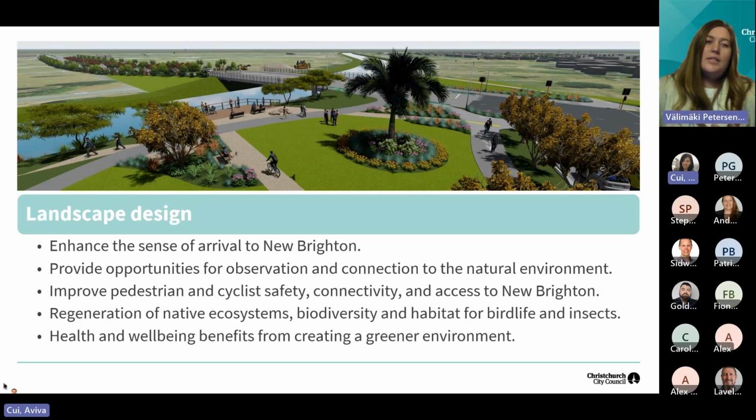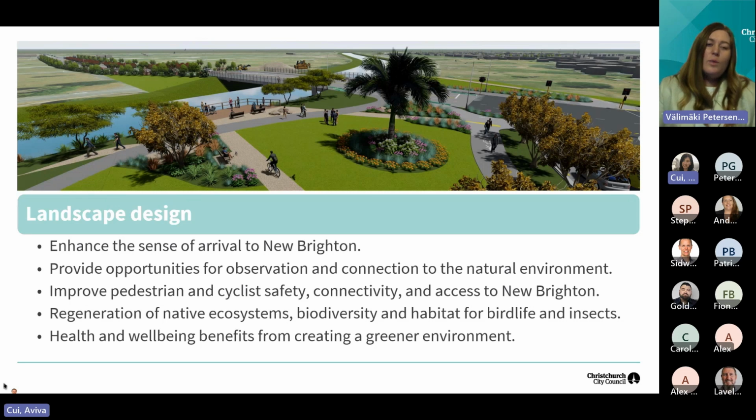Our next design objective was regeneration of native ecosystems, biodiversity, and habitat for native wildlife. So the plant strategy will support the local biodiversity and add vibrancy to New Brighton. We'll work this out with our nursery and operational staff who will help us to create a plant palette that is suitable for the coastal exposed conditions and sandy soils of New Brighton. The plant palette will be very key along the river in creating plants that create shade and increase that habitat for regeneration of native ecosystems and biodiversity.